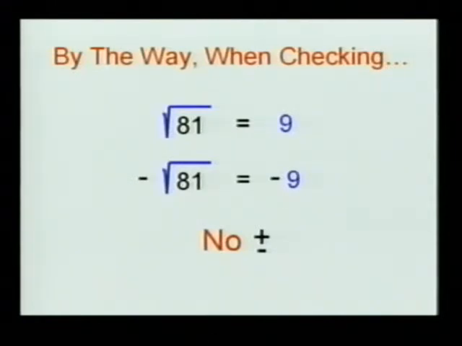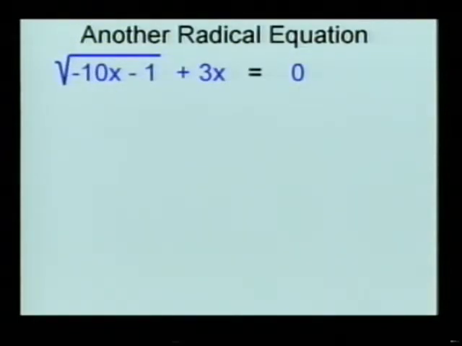Only use the positive square root when you're checking. I'll show you in a little while why, or not why, but how that gets involved. So only one square root, no plus or minus. Any of this sinking in? Okay, well, let's see. We have to isolate the radical in this one. So I'm going to subtract 3x from both sides.